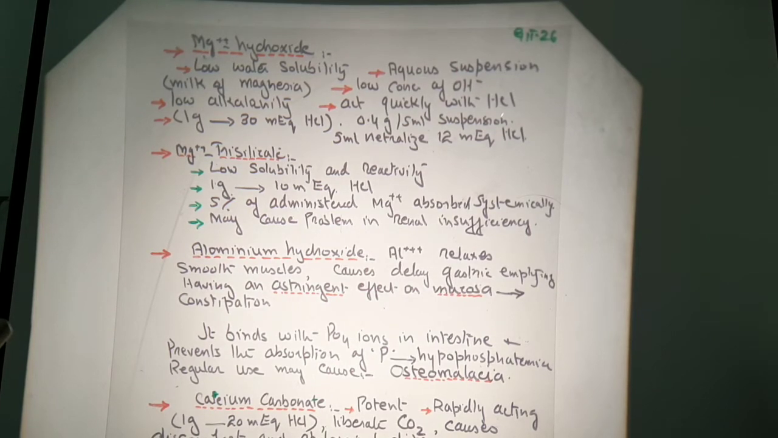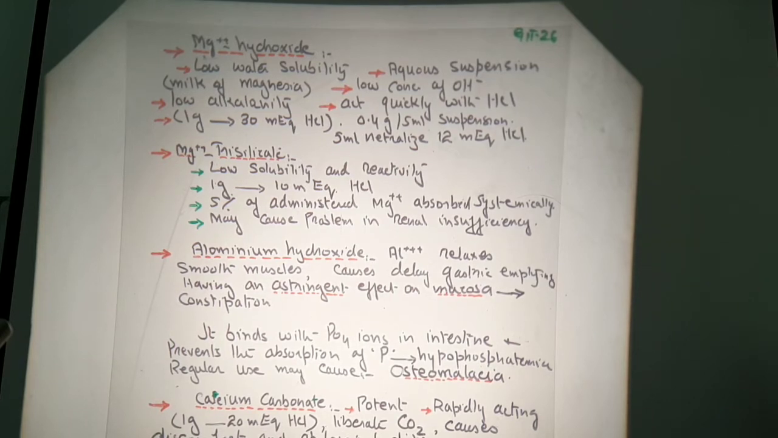It acts quickly with HCl: 1 gram reacts with 30 milliequivalents of HCl. 0.4 gram, or 1 to 5 ml of suspension, can be used, and 5 ml neutralizes 12 milliequivalents of HCl. So that is the non-systemic neutralization of the HCl which is produced in the stomach.